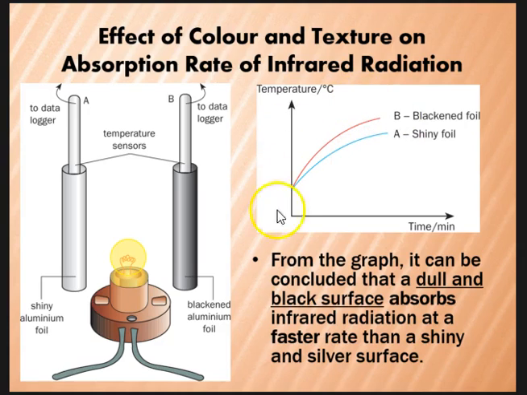Well, from the result in the graph, this confirms that the blackened aluminium foil is a better absorber of radiation from the light bulb. Hence, this causes its temperature to rise faster compared to that of the shiny foil. So in summary, dull and black surfaces are better absorbers of infrared radiation compared to a shiny foil.